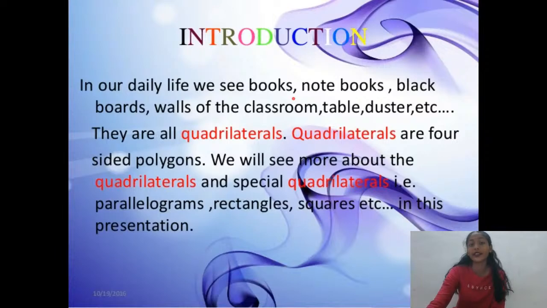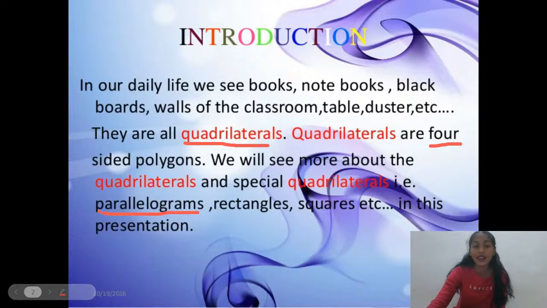In our daily lives, we see books, notebooks, blackboards, walls of the classroom, table, duster, etc. They are all quadrilaterals. What are they? Quadrilaterals. Quadrilaterals are four-sided polygons. Four-sided, how many sided? Four-sided polygons. We will see more about quadrilaterals and special quadrilaterals, that is parallelograms, rectangles, squares, etc. in this presentation. So what are quadrilaterals?